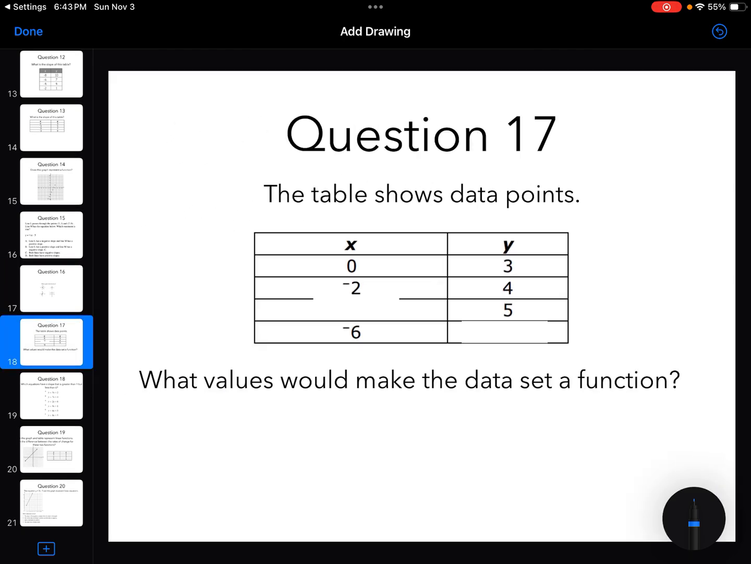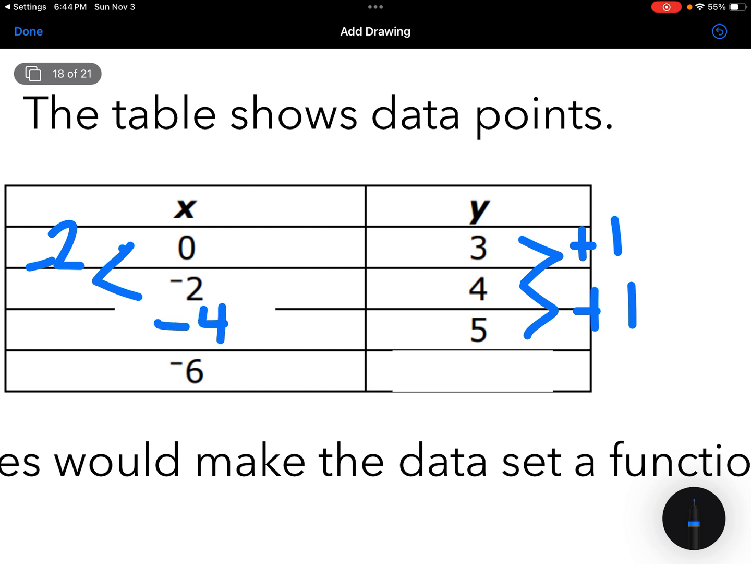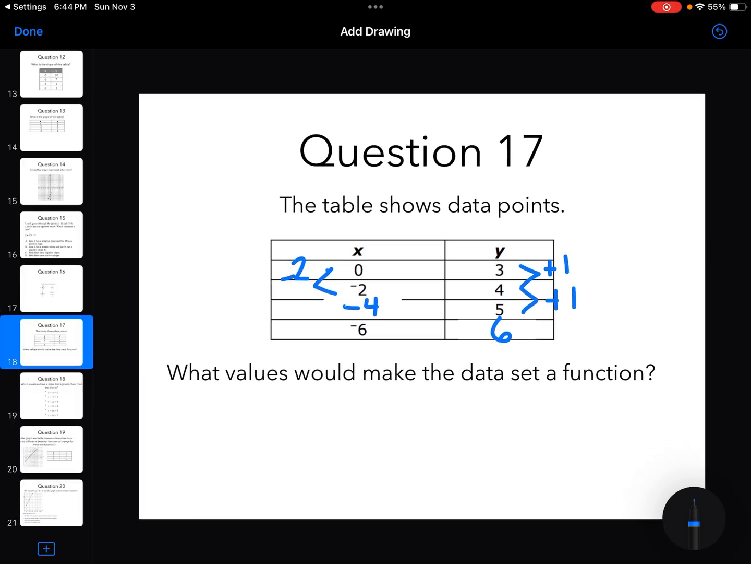All right, what are the missing data points? So this side's going up by 1. And this side is going down by 2. So that should be negative 4, and that should be 6. So negative 4, negative 6.